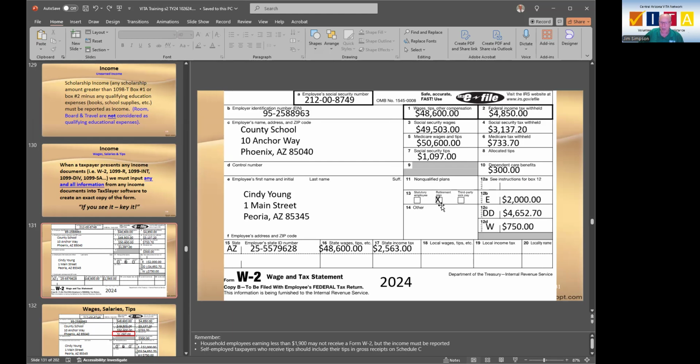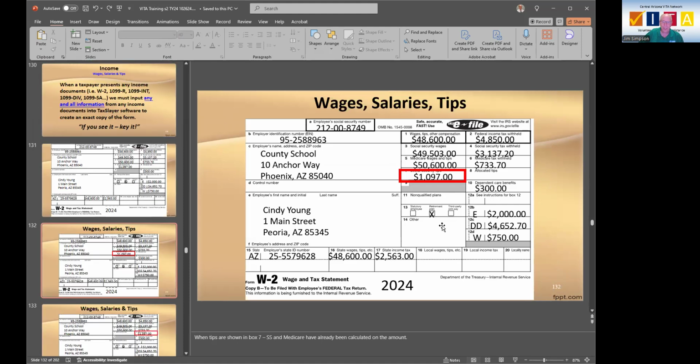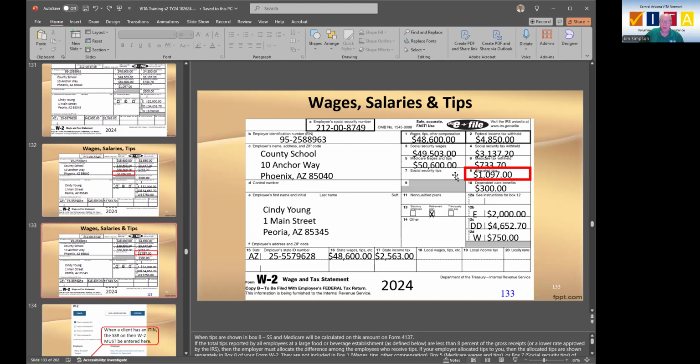We always check these boxes. We always put in all of these codes that are there. If you see it, key it. Here's an example where there were Social Security tips that were reported on a W-2. Here's where there were allocated tips. You don't see this very much. Allocated tips is when all the employees don't claim enough tips, and then the employer has to allocate so many. And in these days of credit cards, this has pretty much gone away.